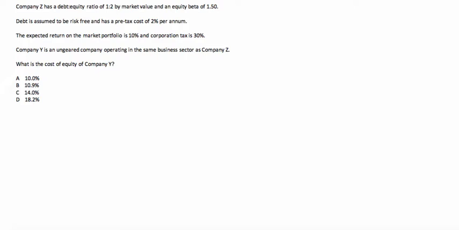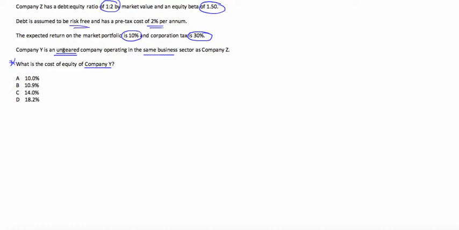This question says company Z has a debt to equity ratio of 1 to 2 and it has an equity beta of 1.5. Debt is assumed to be risk-free and has a pre-tax cost of 2% per annum. The expected return on the market portfolio is 10% and the corporation tax is 30%. Company Y is ungeared and in the same business sector as Company Z, and the question asks, what is the cost of equity of Company Y?